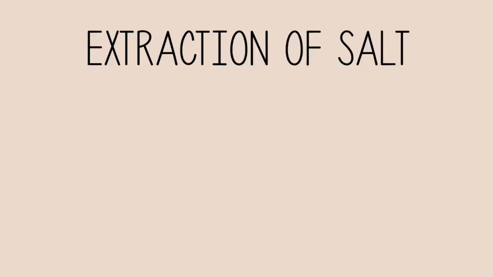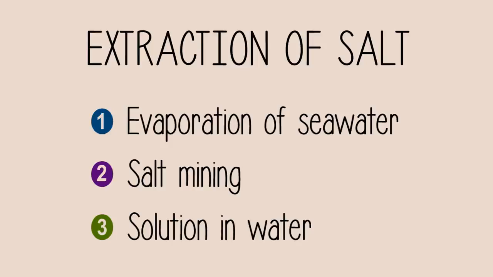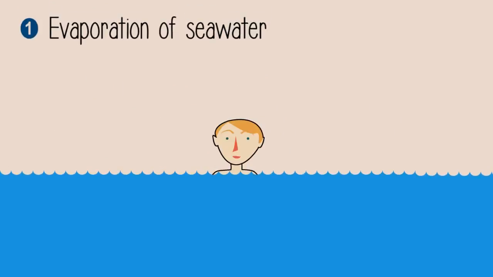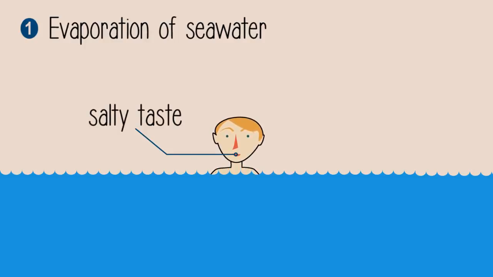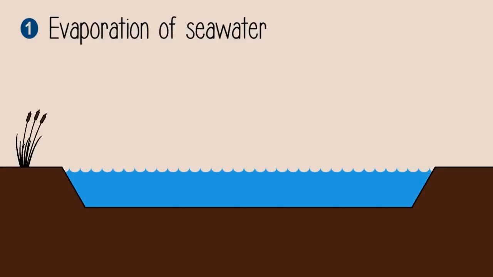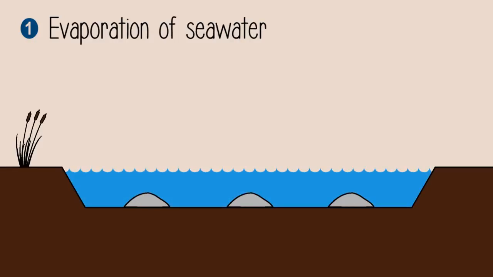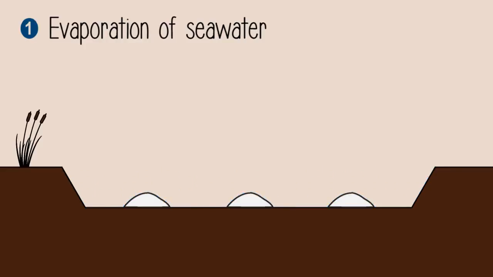There are three main methods to extract salt: evaporation of seawater, salt mining, and solution in water. If you have been to the seaside and tasted seawater when swimming, you will note that it has a very salty taste. This salty taste is primarily due to the presence of sodium chloride. Seawater can be brought into shallow basins and evaporated to leave behind white mounds of sodium chloride crystals. This needs to be done a few times to get nearly pure sodium chloride.